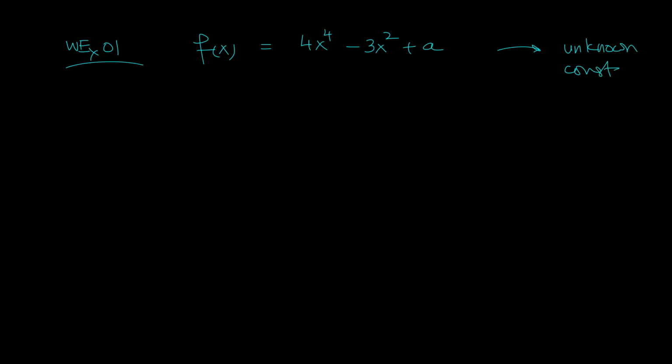Now, let's look at a question, something more of an exam type question. Let me call this worked example 1. There is a polynomial f(x), and it's given as 4x^4 minus 3x^2 plus a, where a is an unknown constant. So the unknown constant is a, and our objective is to find a.